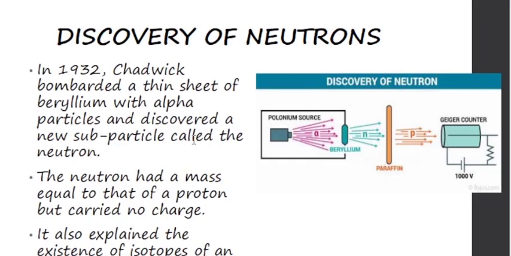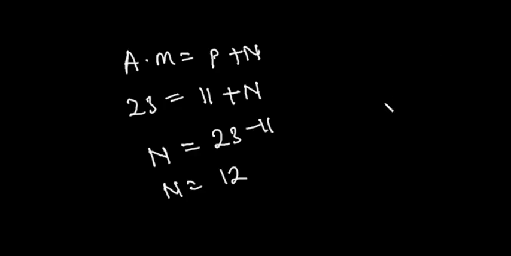Now, however, in 1932, Chadwick was able to prove that these particles actually exist by bombarding a thin sheet of beryllium with alpha particles, and there he discovered a new subatomic particle called the neutron. The neutron had a mass equal to that of the proton, but carried no charge. It also explains the existence of isotopy of an element. Before I move on, isotopy is simply a phenomenon in which atoms of the same element possess the same atomic number but different mass numbers.